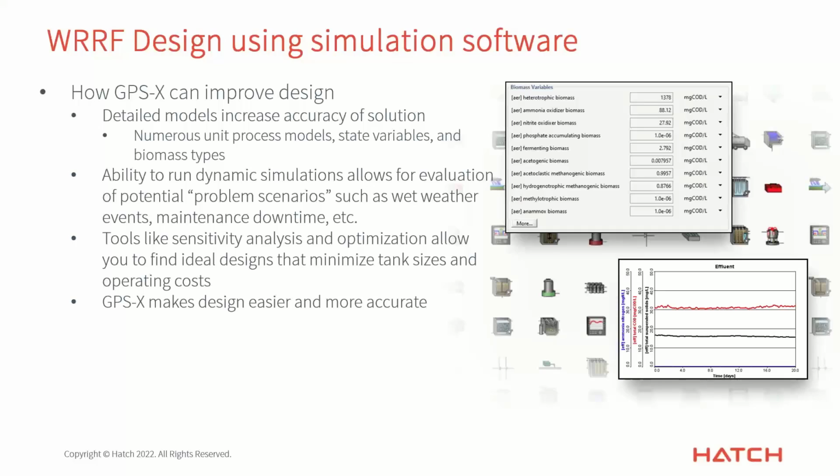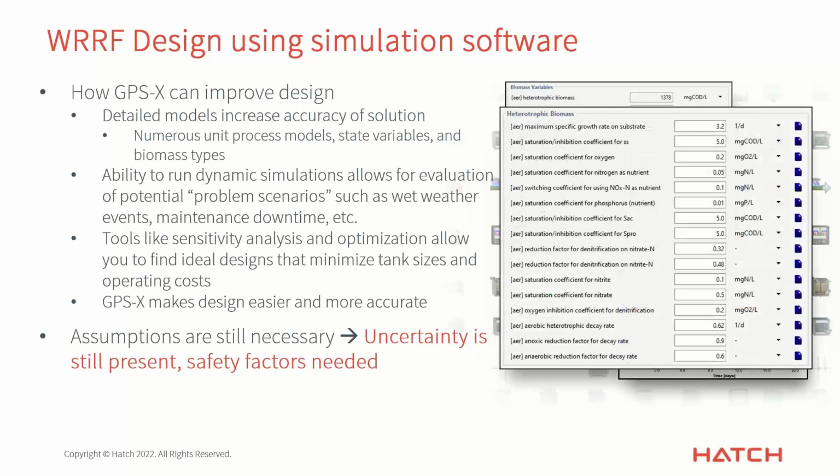So GPSX can really make design a lot easier and more accurate, but it can still get better because we're still making a ton of assumptions when we're using GPSX. For example, I'm just showing the heterotrophic biomass kinetic menu here. And you can see we have a ton of kinetic parameters for heterotrophs. So there's a lot that's gone into this model. And it does typically do a very good job.